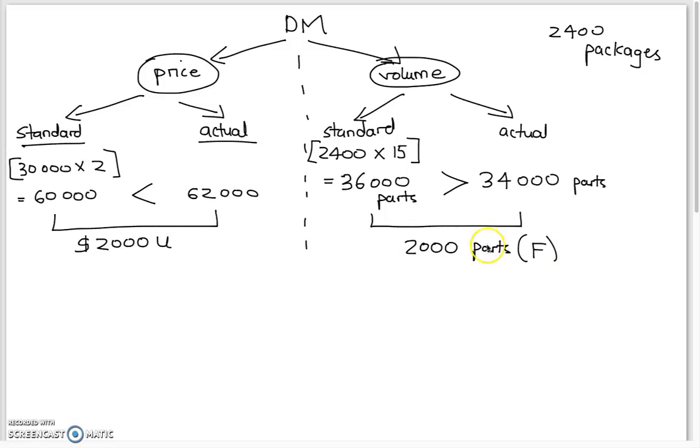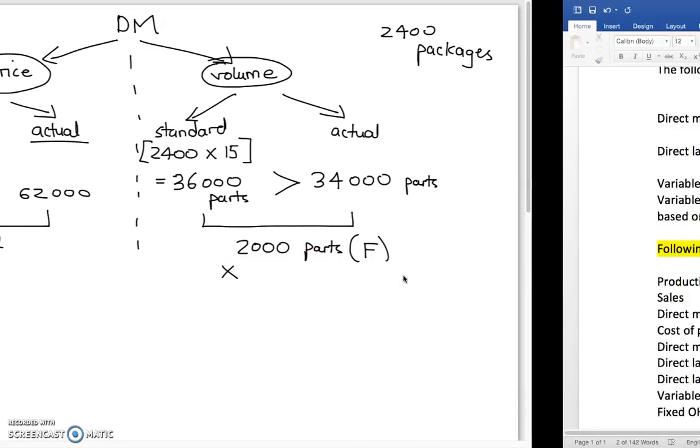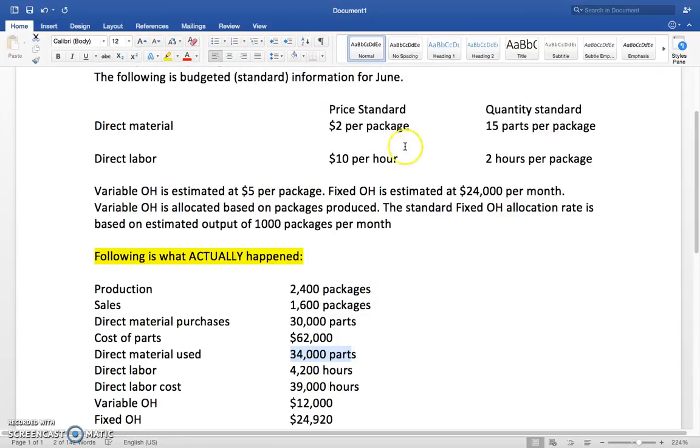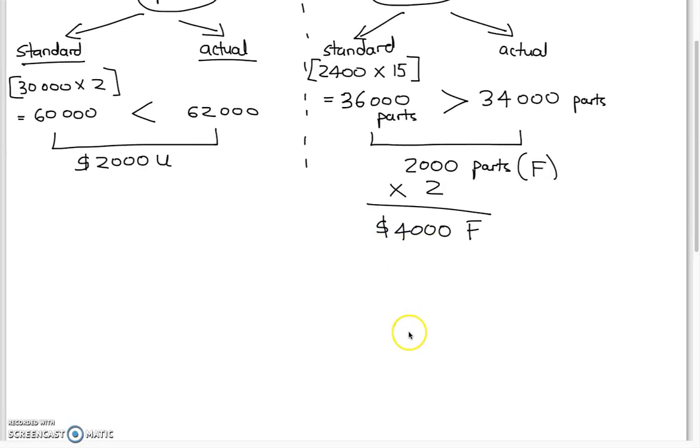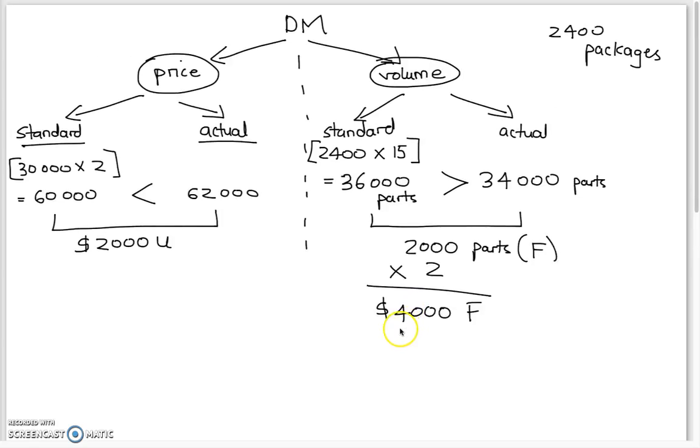But I need to arrive at a dollar value. Always remember that variance analysis is done in dollars. So in order for me to do that, I will multiply this by my standard price. That is just procedure. You always have to multiply it by your standard price. So $2 per package, I multiply by 2. It comes out to $4,000 favorable. And that is it. All right. That is it for direct material price and volume variance.